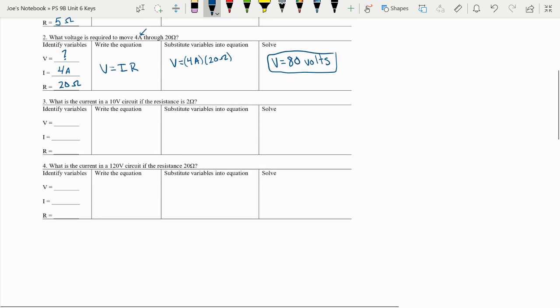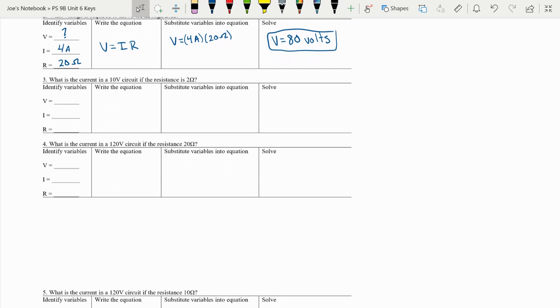Question number 3: what is the current in a 10-volt circuit if the resistance is 2 ohms? Now we have voltage given to us, so 10 volts goes here. Current is what we're looking for, so under the I variable, we put a question mark because we don't know it. What is the current? And our resistance is equal to 2 ohms. Again, we're going to write that equation, V equals I times R, and substitute the variables into the equation: 10 volts equals I times 2 ohms.